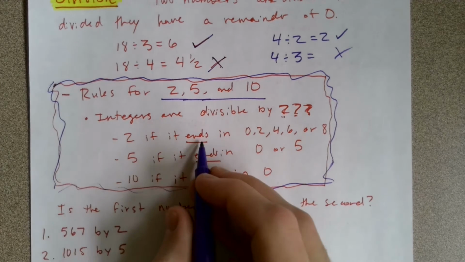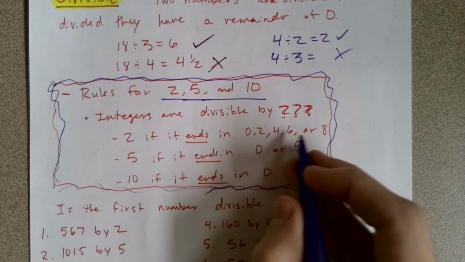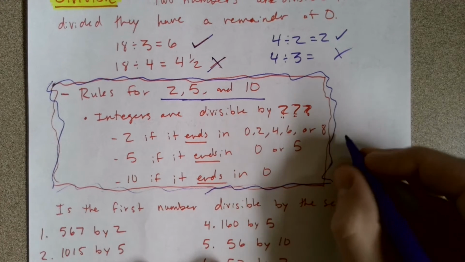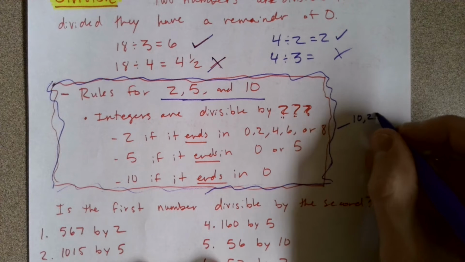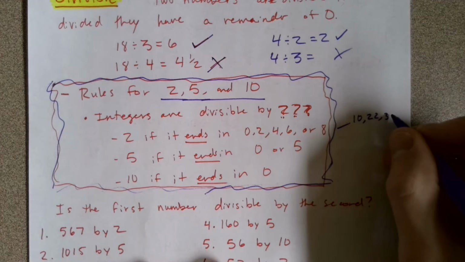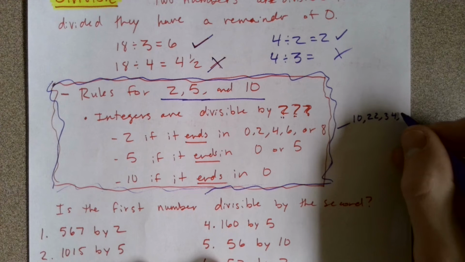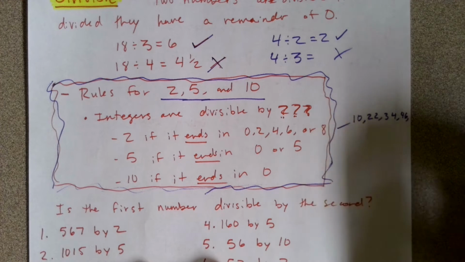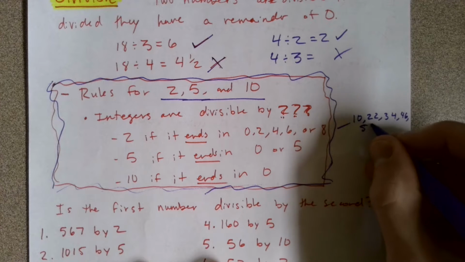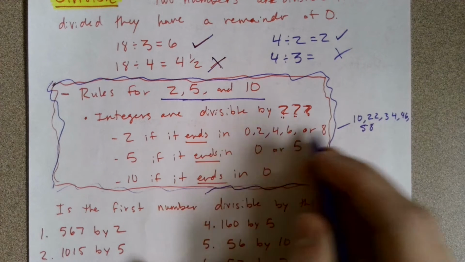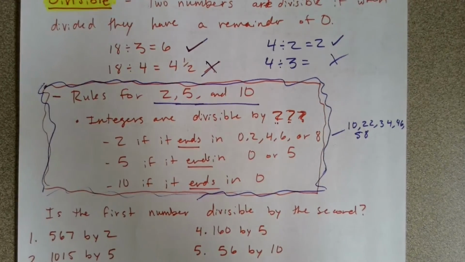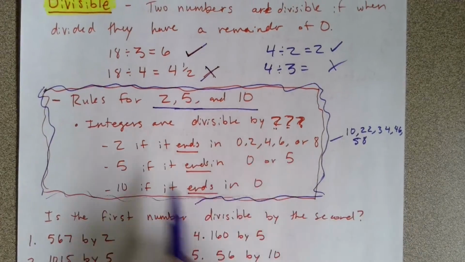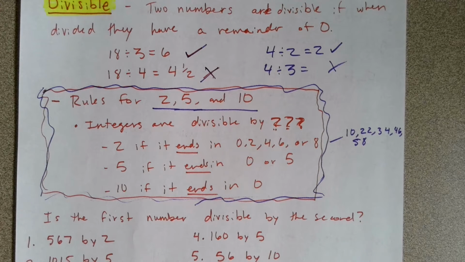For 2, if it ends in 0, 2, 4, 6, or 8. So examples of that would be 10, or 22, or 34, or 46, or 58. See the gist of it here? If it ends in an even number, if that last digit is even, then we know it is divisible by 2. Any even number is going to be divisible by 2.